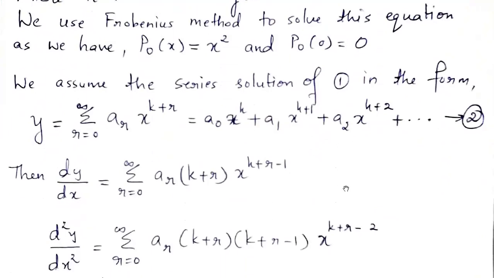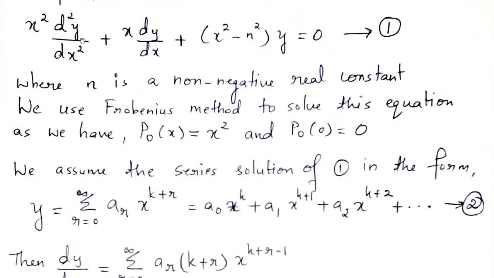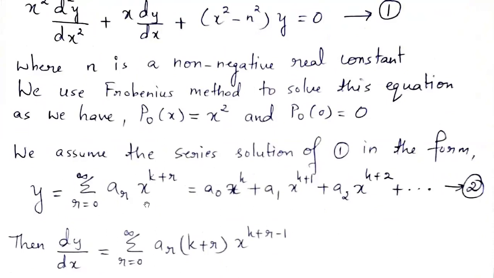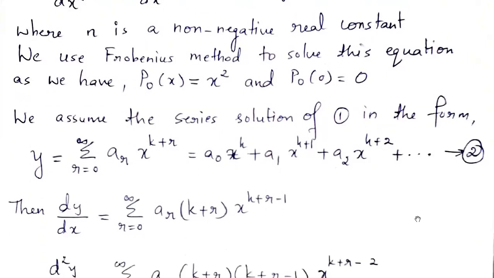So in case of Frobenius method, what we do is we assume that the solution for this differential equation can be in the form y equal to summation r from 0 to infinity ar into x to the power k plus r. If you expand this summation over here, you get, r is 0 here, a naught into x power k plus a1 into x power k plus 1 plus a2 into x power k plus 2 and so on. Let's call this equation over here as equation 2, and let's call the Bessel's equation as equation number 1.